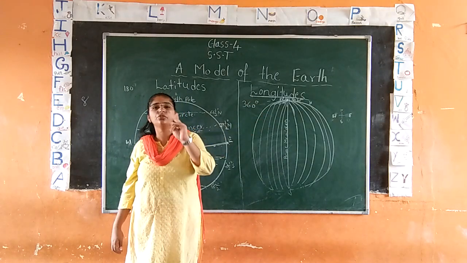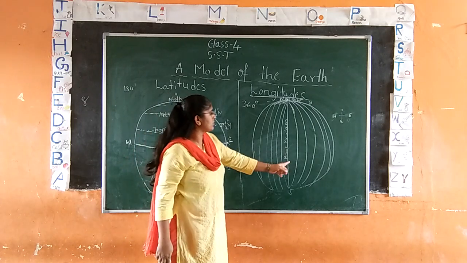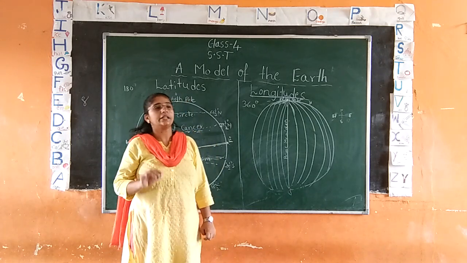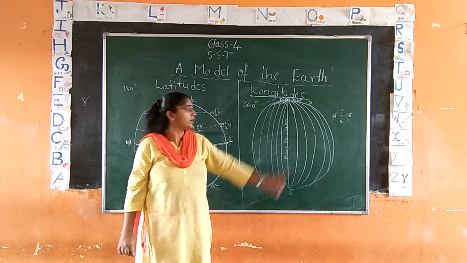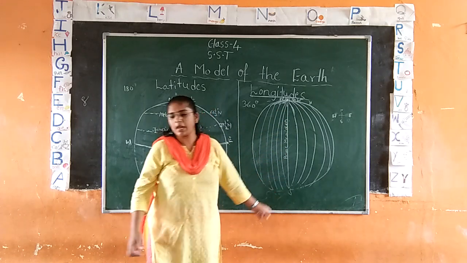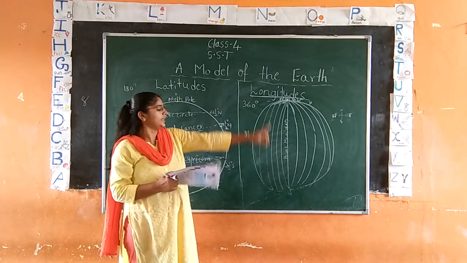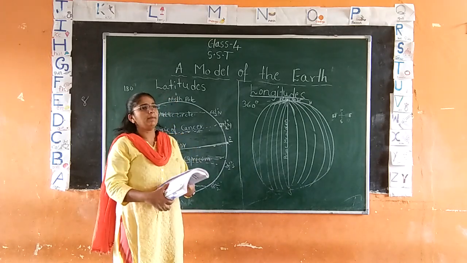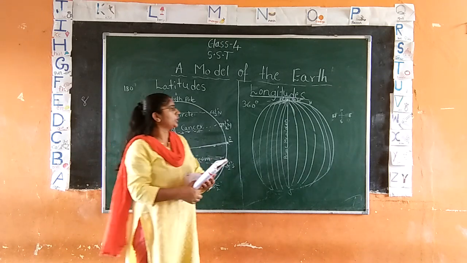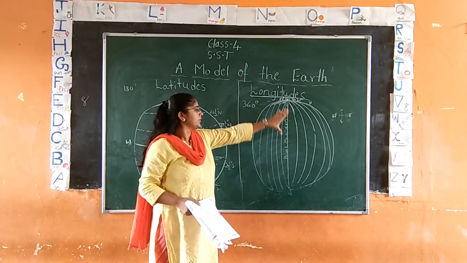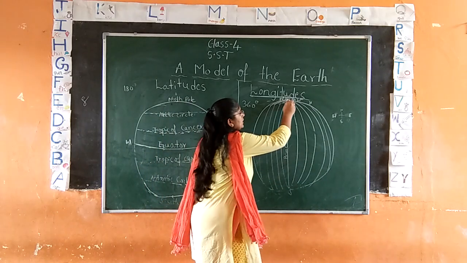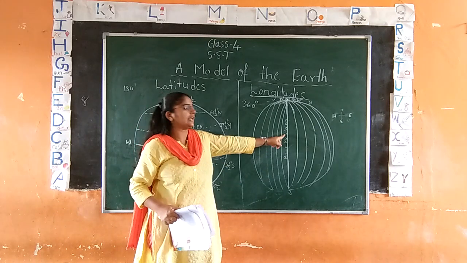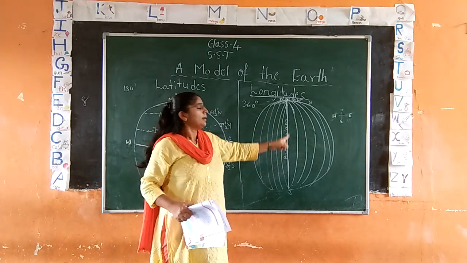In that, mainly we have to study two longitudes. First one is the prime meridian. Second one is the international dateline. What is the prime meridian? The prime meridian runs through the UK, in Greenwich. So this line we call the prime meridian.